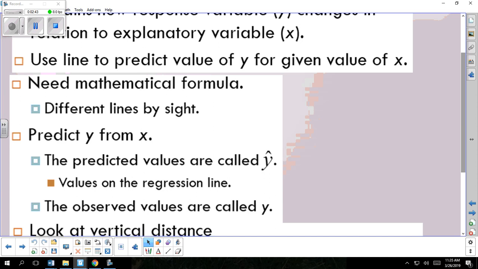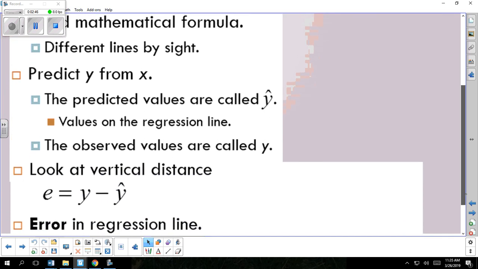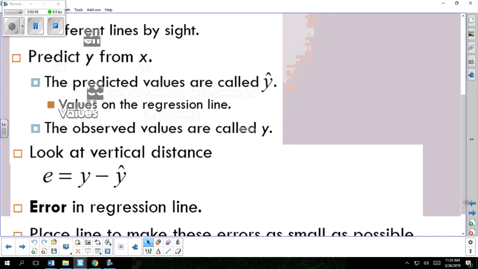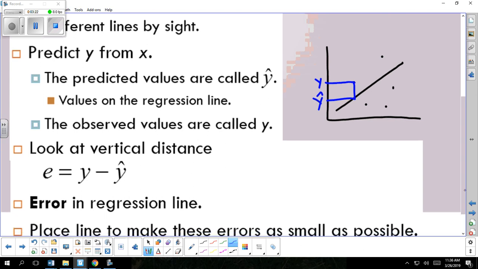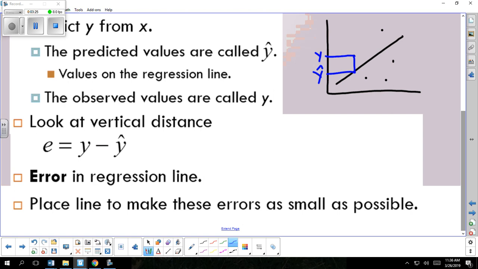We're going to look at that vertical distance between the points. Our y minus our y hat. So if I have a regression line that summarizes the points, this error, that E, or our residual, is the difference between my observed y and the y on the line, that y hat. That would be the error in the regression line, also known as a residual. Okay? We're going to place a line, make those errors as small as possible.